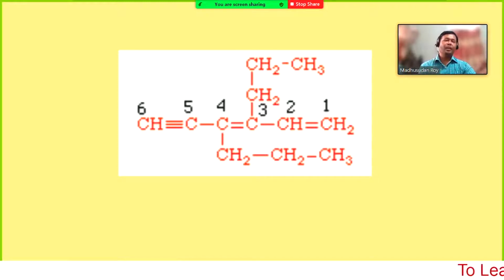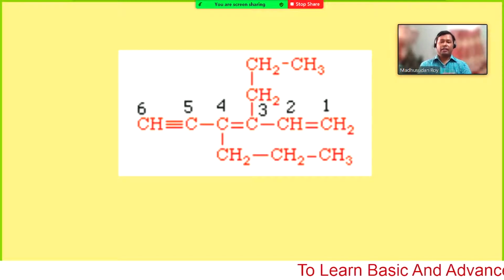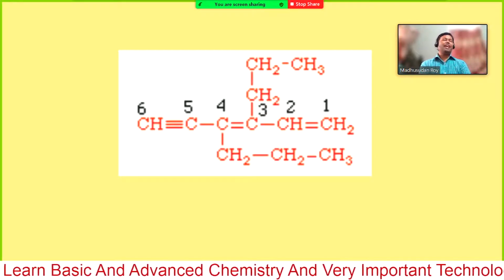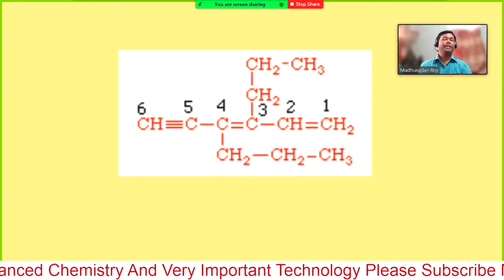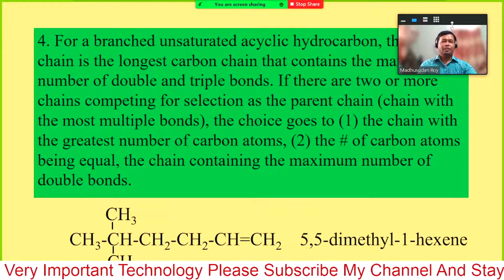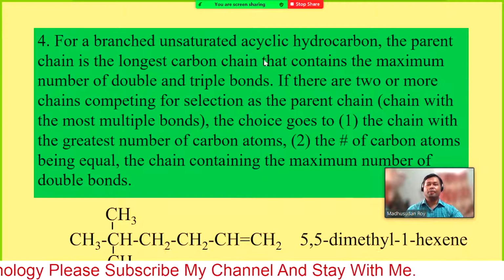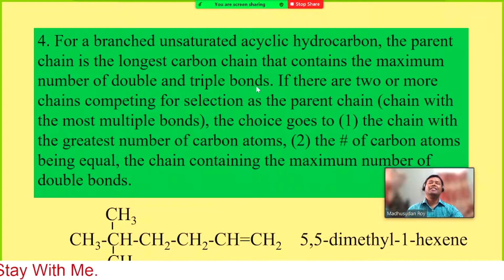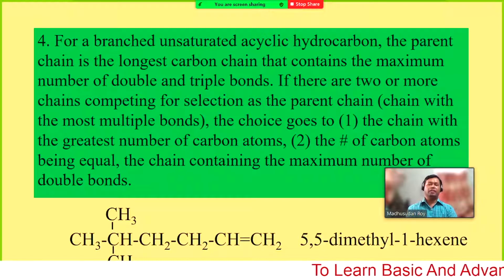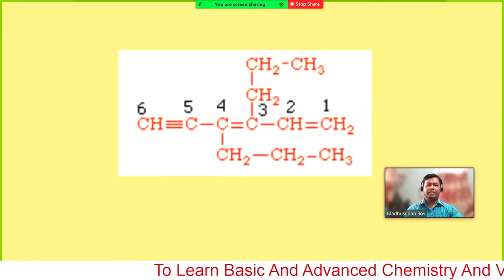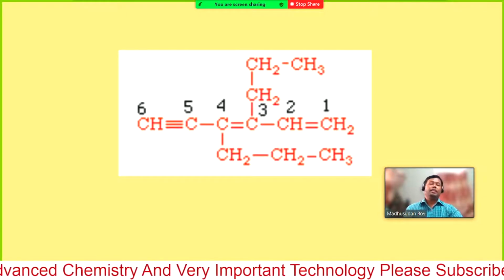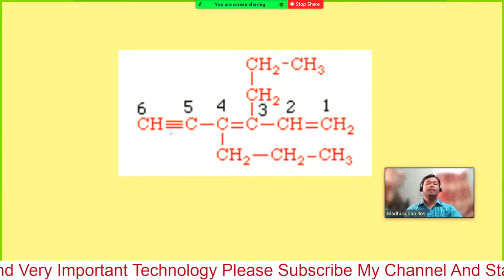Already we have mentioned in the rule, you should follow, if you have multiple double bonds or... Yes, what? Longest carbon chain, no? Longest carbon chain, if it is competing. Let's see the rule again. For a branched unsaturated acyclic hydrocarbon, the parent chain is the longest carbon chain that contains the maximum number of double and triple bonds. So if you have a compound with double bond or triple bond or multiple double or triple bonds with branch, here we have the branch, is it? We can consider this one as branch or this one as branch, but we need to think about the maximum number of double or triple bonds should be the parent compound.